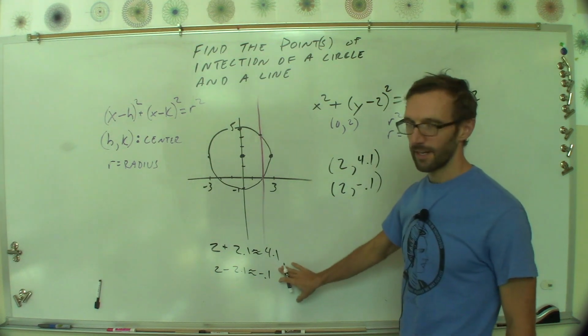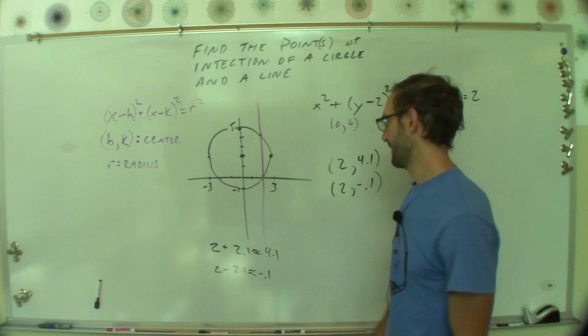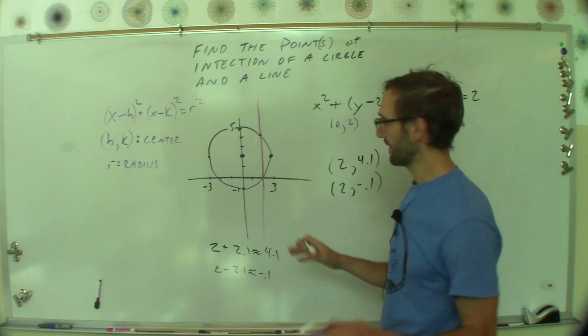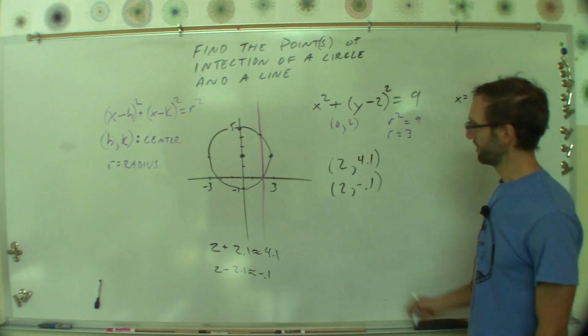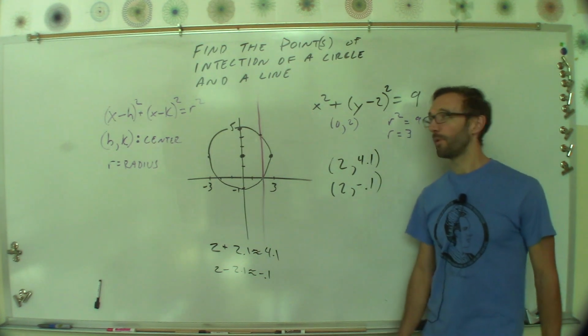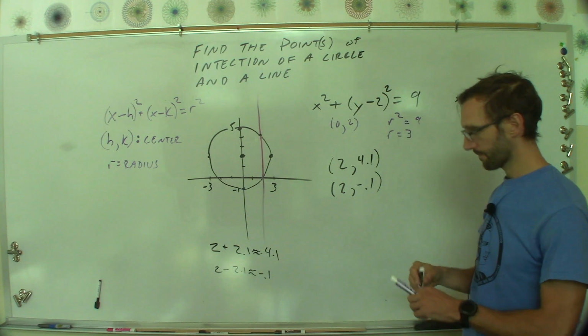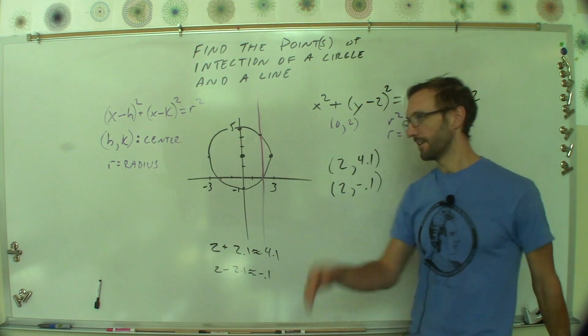You could go in your calculator and get a number that's closer to the square root of 5. That was just off the top of my head. I could be wrong. I don't have a calculator. But the thinking behind the math is the important part. There we go. So that's how we find the points of intersection of a circle and a line. I'm going to get this board cleaned up, and we're going to do one where we have a horizontal line instead of a vertical line.